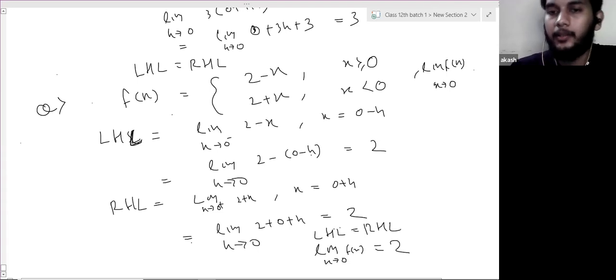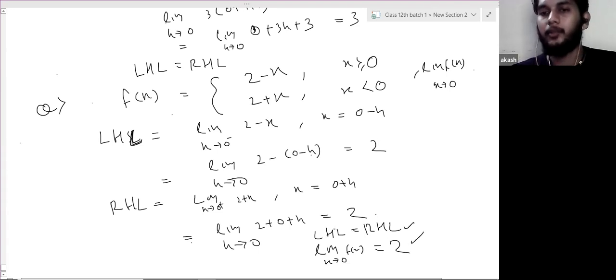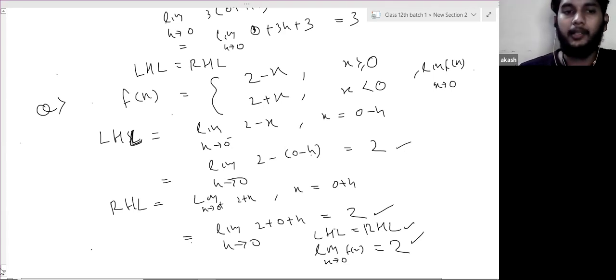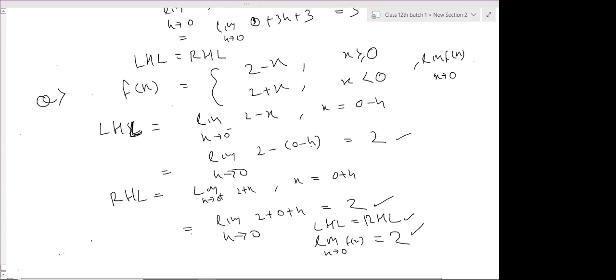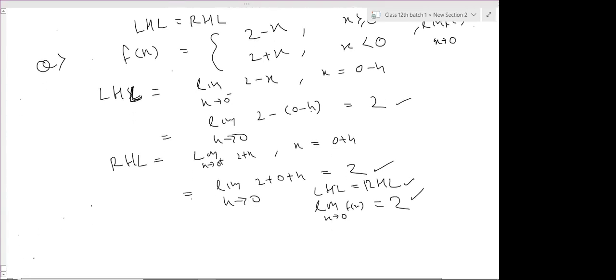All right. If both are equal, then the limiting value is the value of either of them. I hope this is clear, everyone. Yes, sir. All right. Next question.